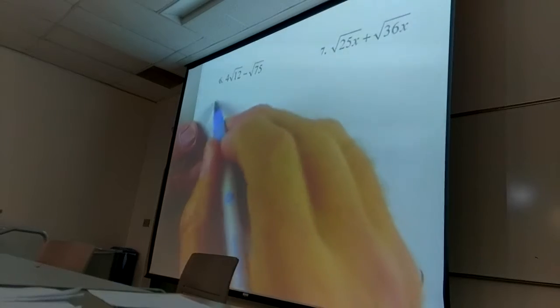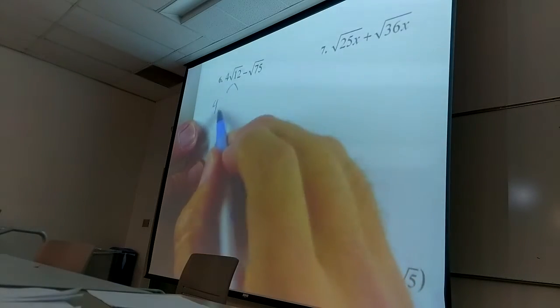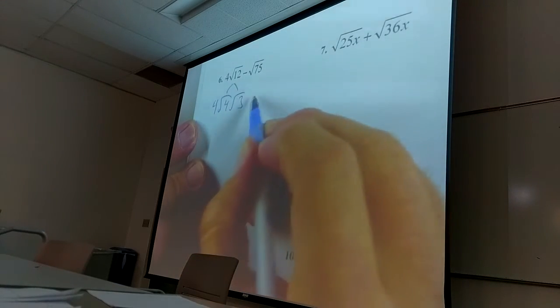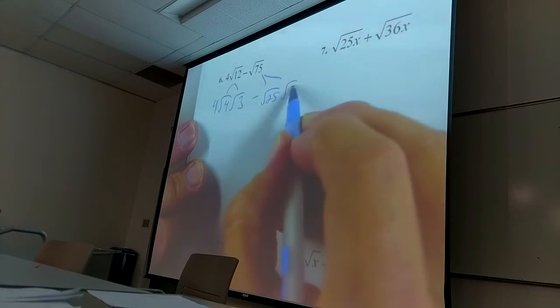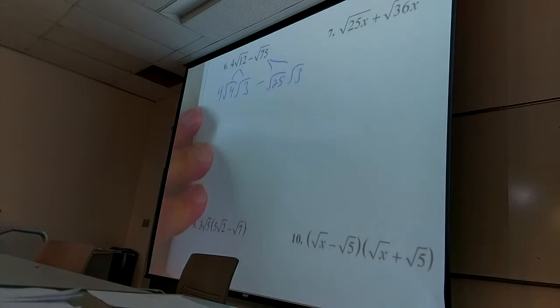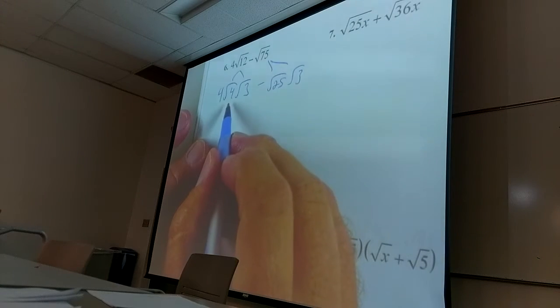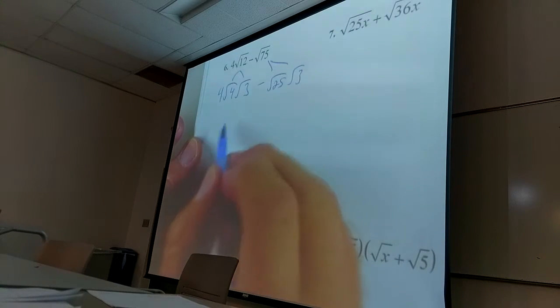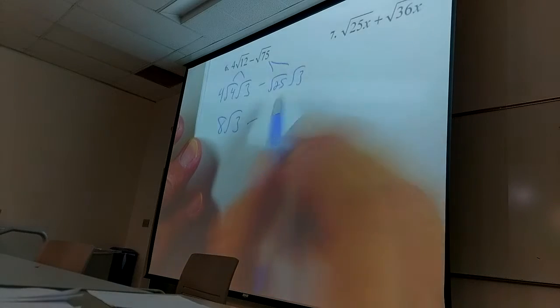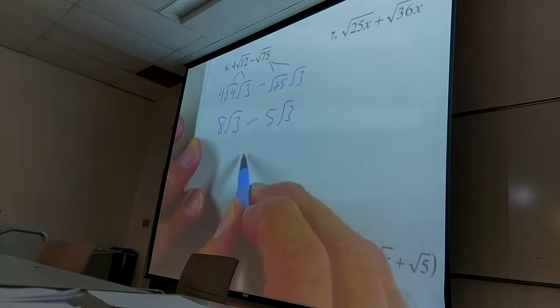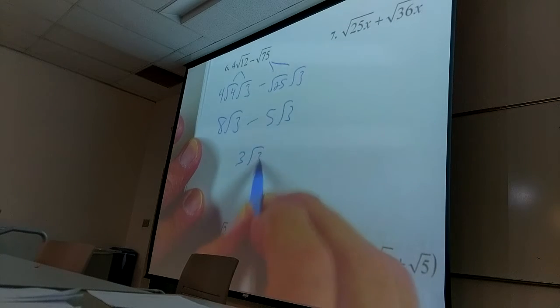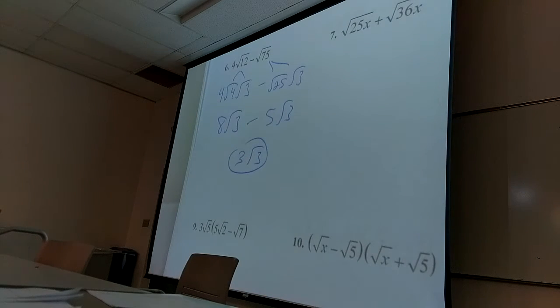So how do I break up rad 12? And how do I break up rad 75? So rad 4 is 2, times 4 is 8. 5. 5. 3. Rad 3. I like it. Cool.